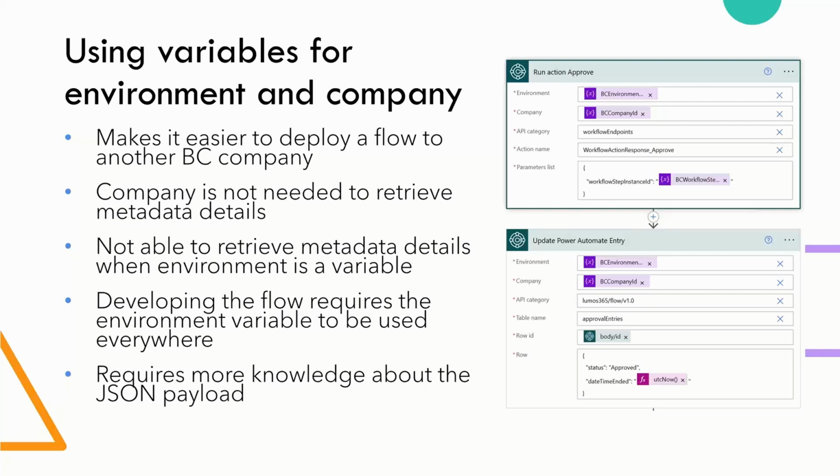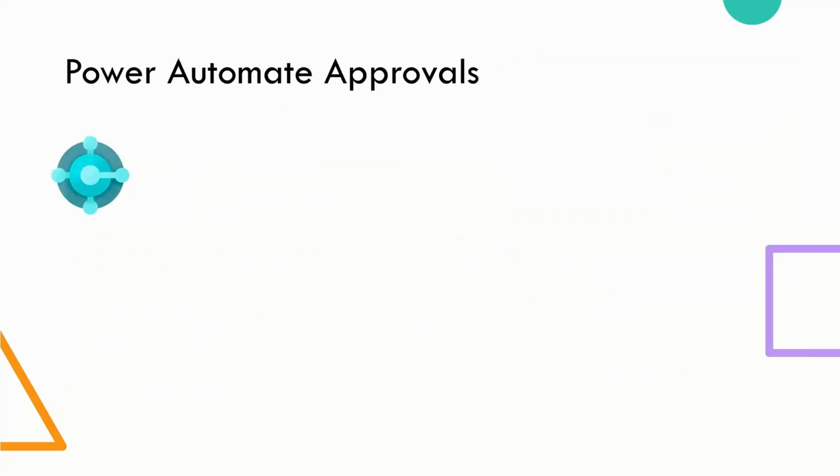All right. Having said that, let's continue with and focus more on approvals. When you are using Power Automate approvals, what is actually happening behind the scenes? What happens is that Business Central calls a Power Automate flow. That's the first step when an approval is requested.